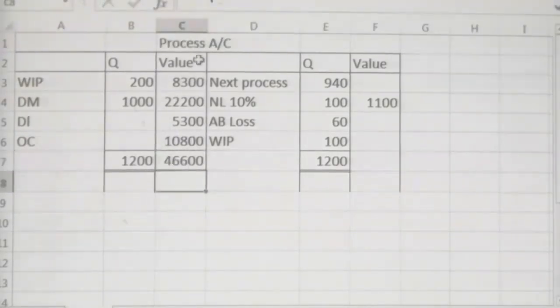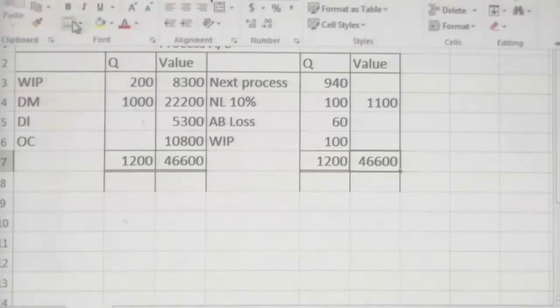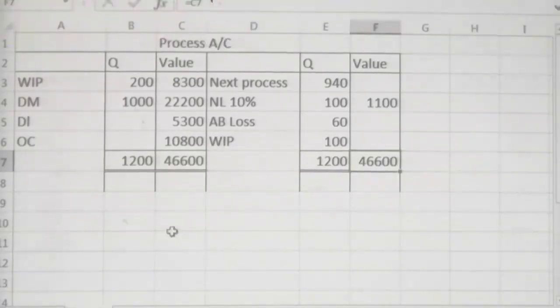You can take the total cost here, but that total cost consists of the opening cost also, right? Now, what we have to do is distribute this cost among the finished good, abnormal loss and work in progress. That is the requirement. Okay, now let us see the second question raised.